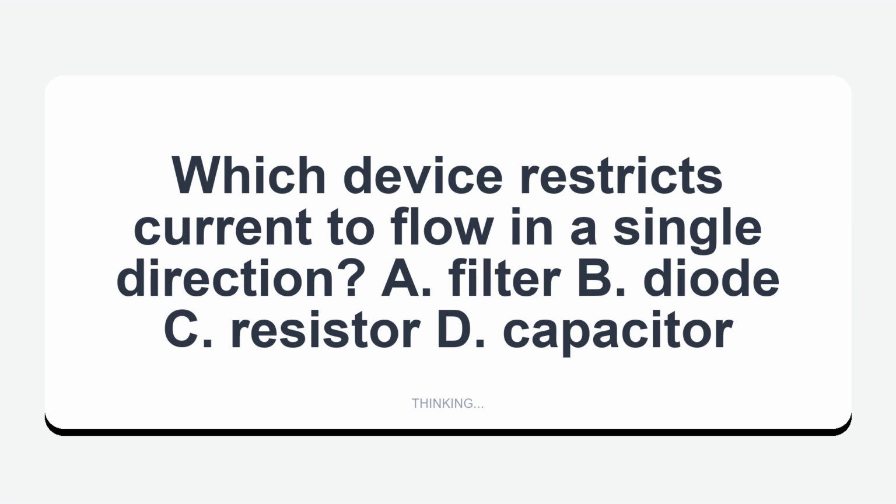Which device restricts current to flow in a single direction? A. Filter. B. Diode. C. Resistor. D. Capacitor. Diode.